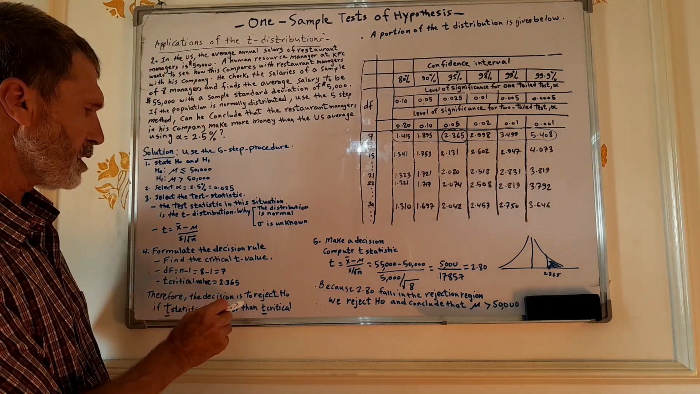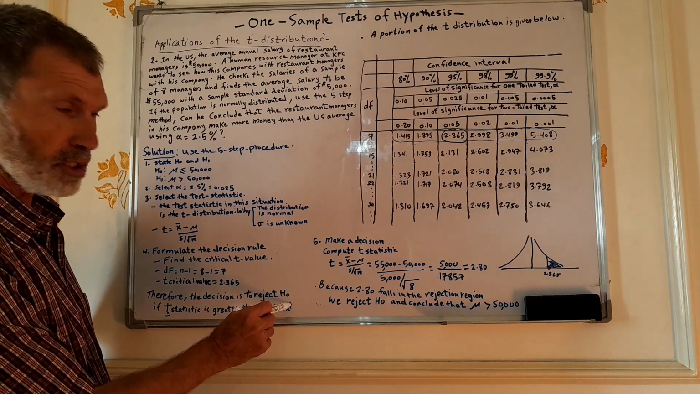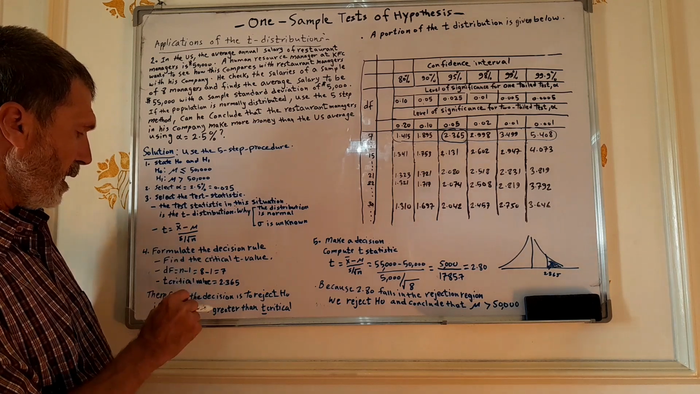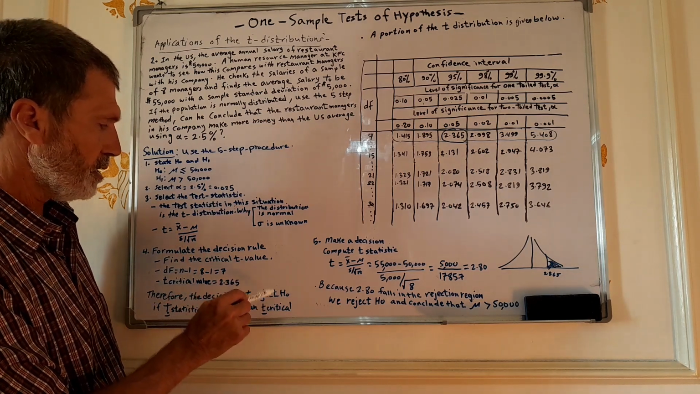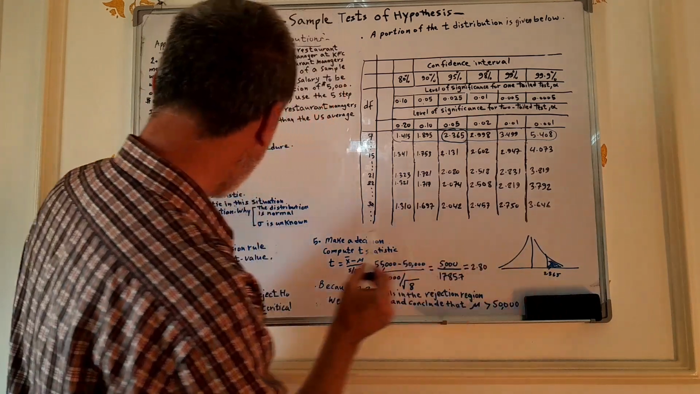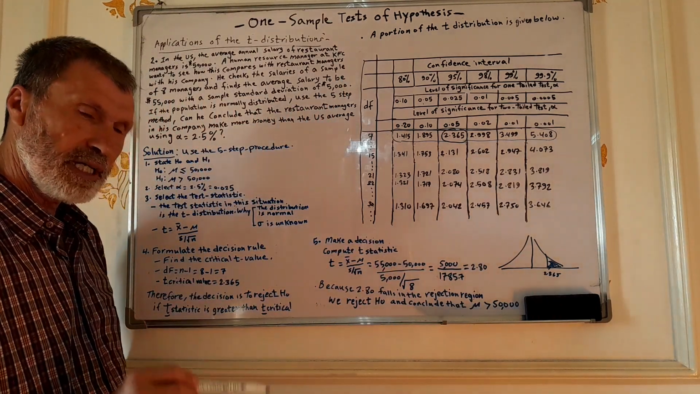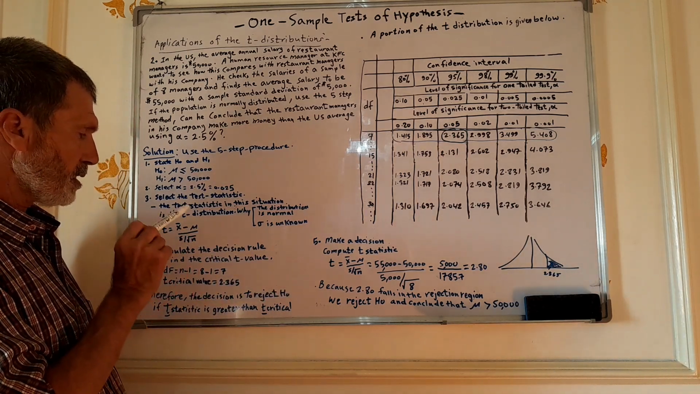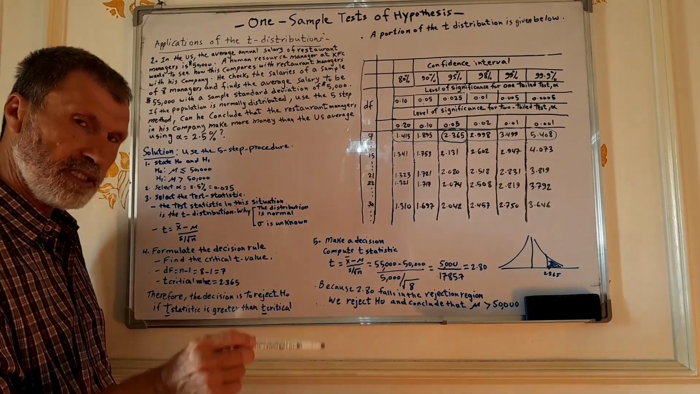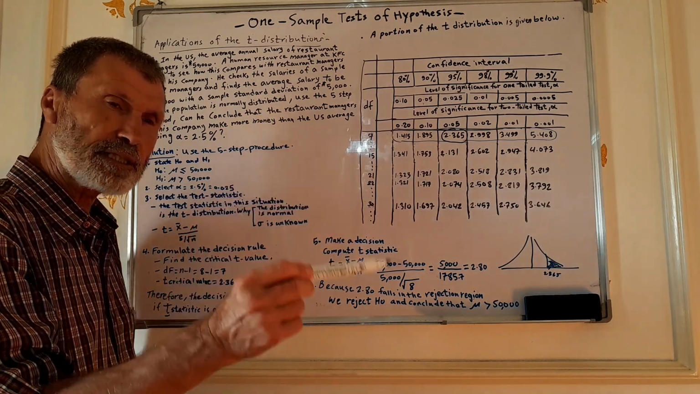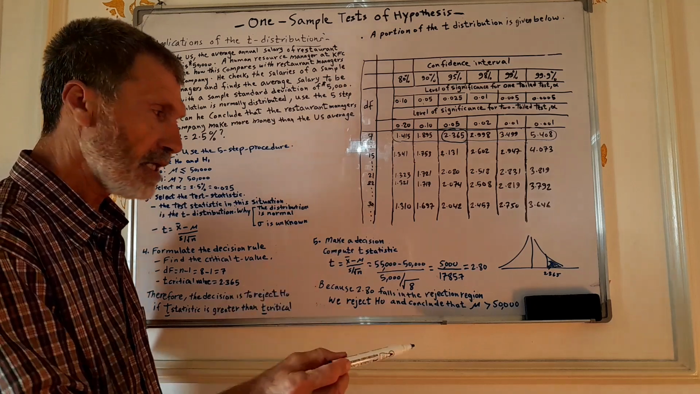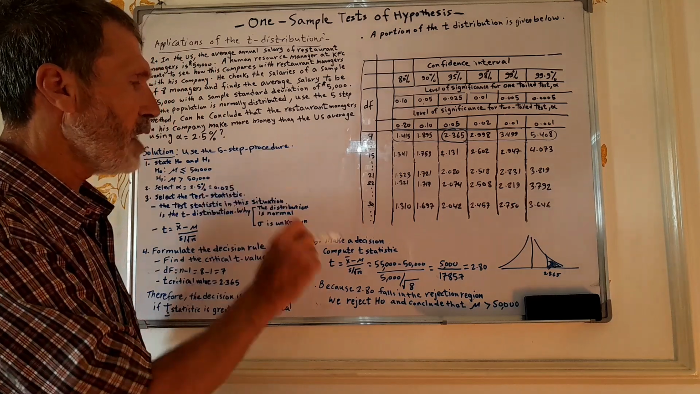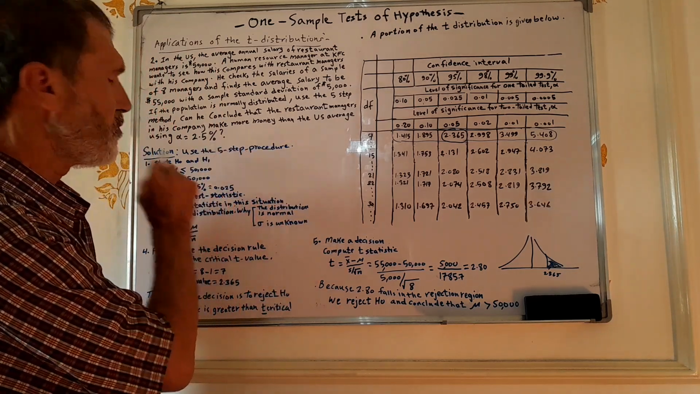Now, of course, what is the decision? The decision is to reject H sub 0 if the t statistic that we calculate using this formula is greater than T critical. The T critical is 2.365. If the t statistic we calculate is greater than 2.365, then we reject H sub 0, the null hypothesis, and we conclude that the mean is greater than $50,000.